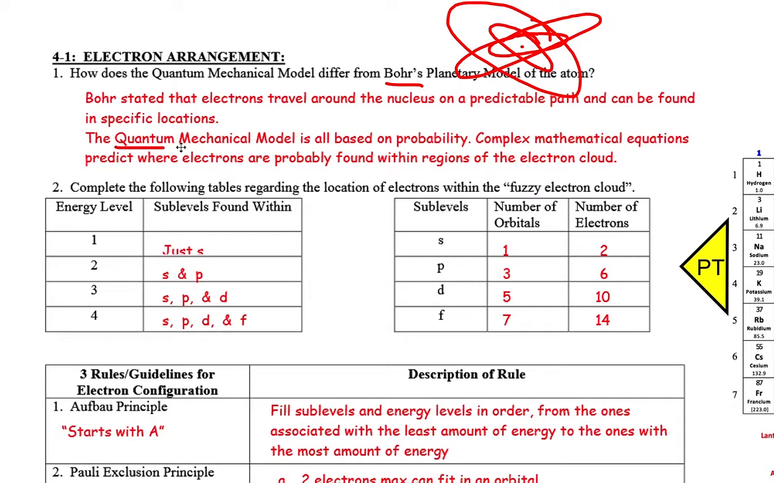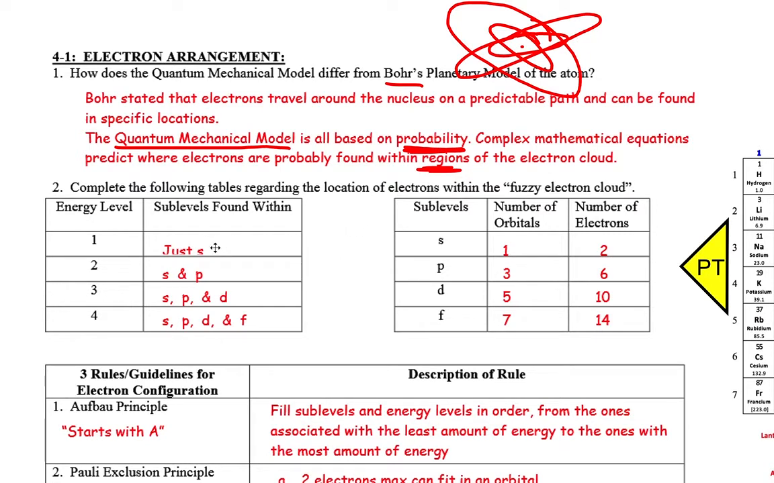The only difference with the quantum mechanical model is that we don't know exactly where they are. We do know that they're zipping around in certain regions within the electron cloud, and they're probably in those regions most of the time, but they're not always there. Just like you, if you had a ticket to a game or a show, you're probably in your seat that the ticket describes, but you might not always be there. So same thing with the electrons.